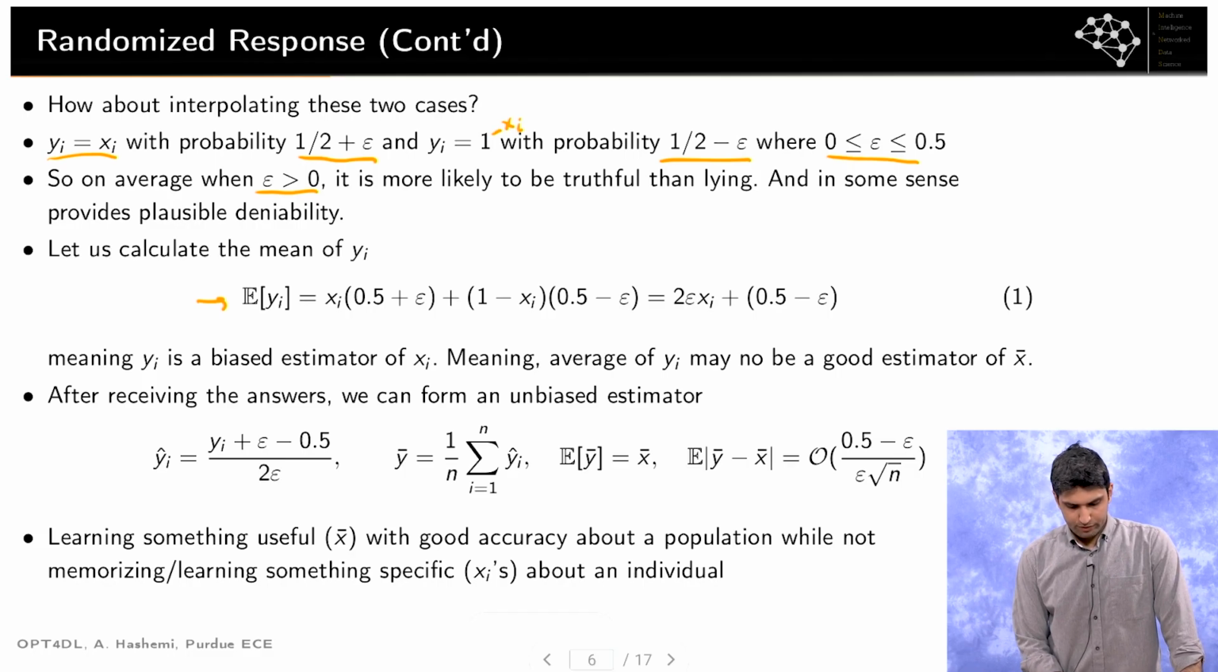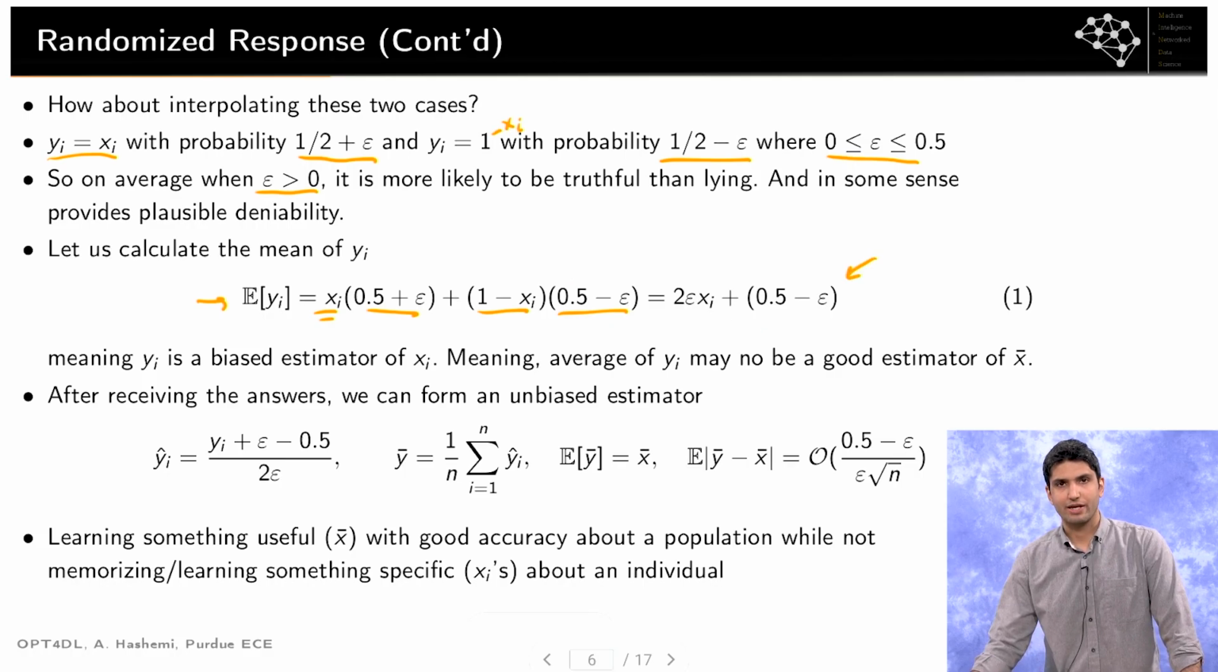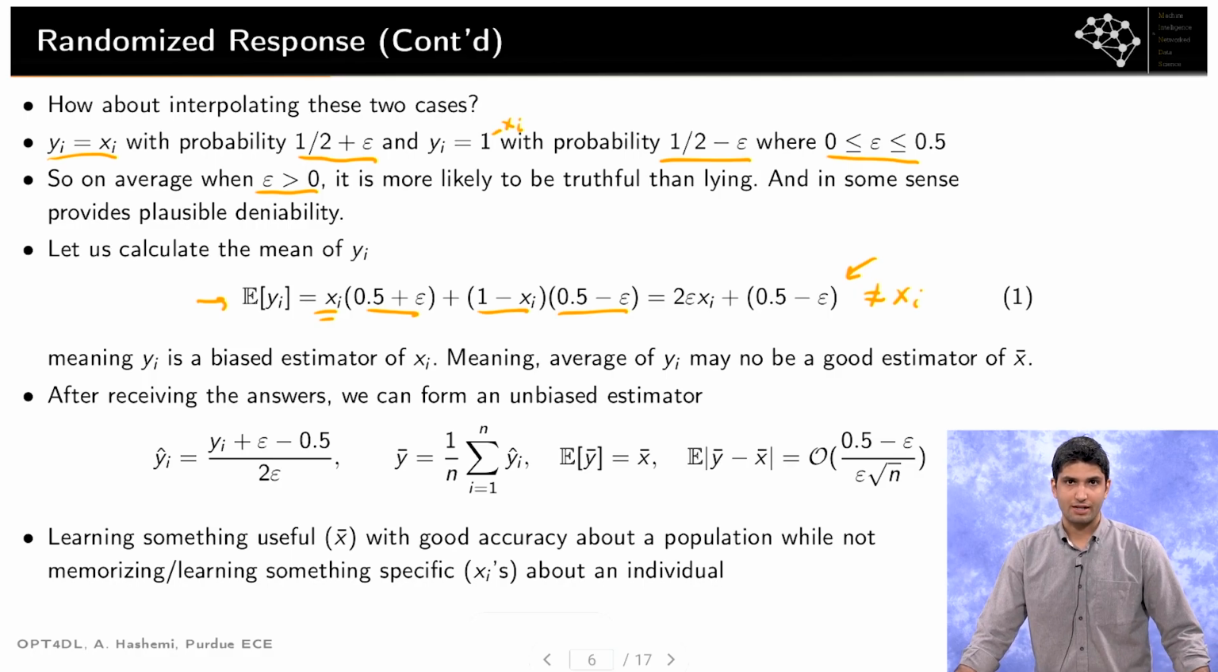So let's look at the mean of the response. We are providing the truth with probability half plus epsilon, and we are lying with probability half minus epsilon. So that's the mean of y. You can simplify it to get this expression. What this is saying is that this is not equal to xi. The only case that is equal to xi is when epsilon is equal to half, which means that you are always truthful, and that does make sense. Otherwise, there is some bias.